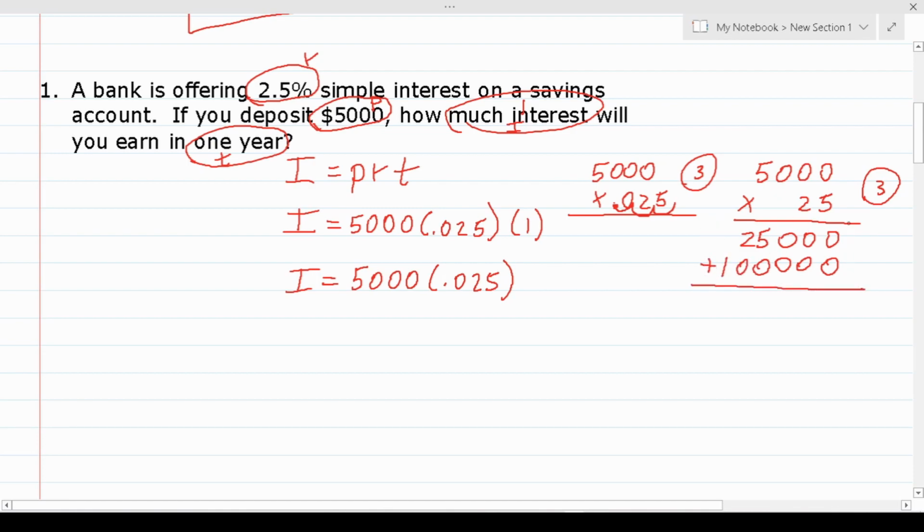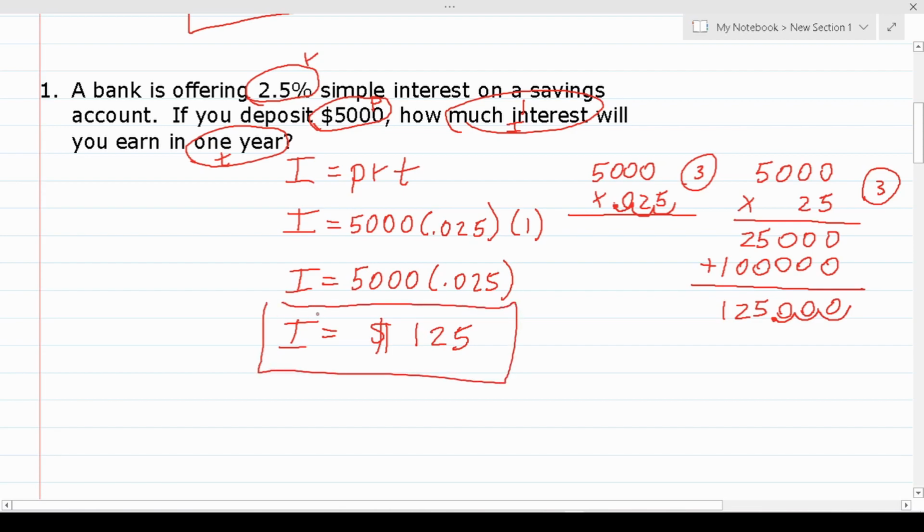Let's add these up. 0 plus 0 is 0. 0 plus 0 is 0. 0 plus 0 is 0. 5 plus 0 is 5. 2 plus 0 is 2. 1 plus nothing is 1. Shift 3 decimals back in: 1, 2, 3. So we can see that in this savings account, after a year, we'll have accrued $125 in interest. Okay, so that was this one. We were just asked to find I in this case.